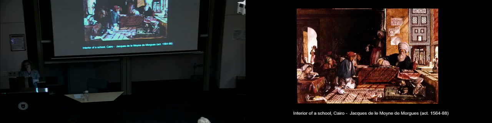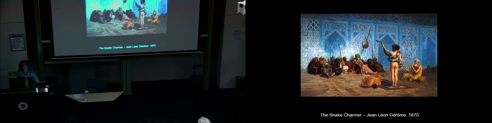So there is a whole wealth of these kind of images and paintings. This is quite an early one, 16th century, interior of a school in Cairo, nicely painted by Jacques de la Moine de Morgue, with the light filtered in through these lattice windows. So we have many of these kind of images, many different kinds of artists.